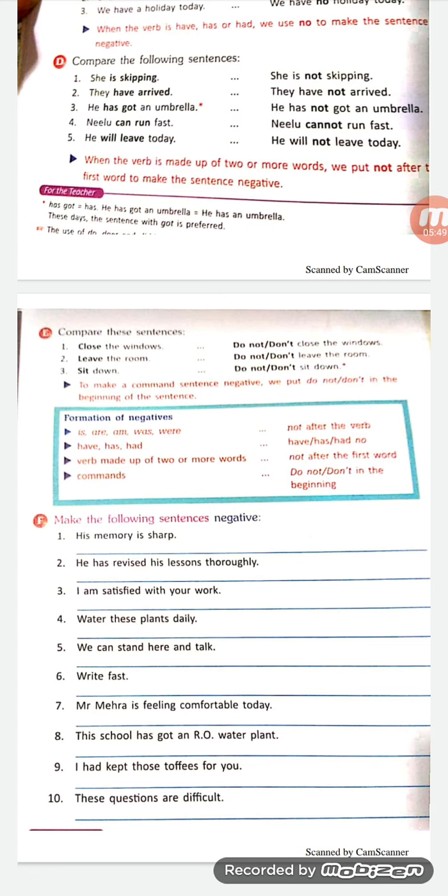Second is he has revised his lesson thoroughly. In this sentence, has and revised are the two words. So to change this into negative, we will put not after has and the sentence becomes he has not revised his lesson thoroughly. Third is I am satisfied with your work. The negative will be I am not satisfied with your work.